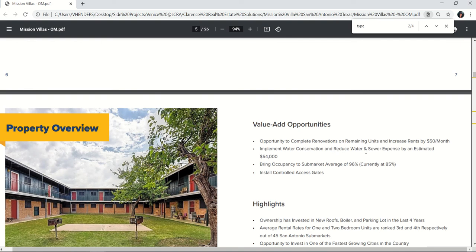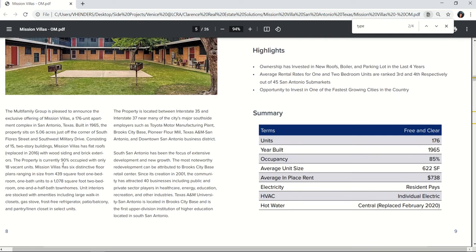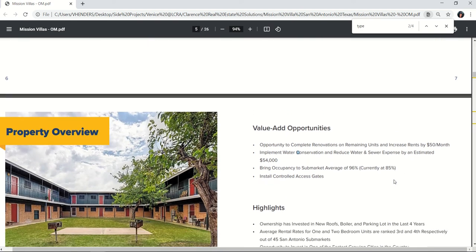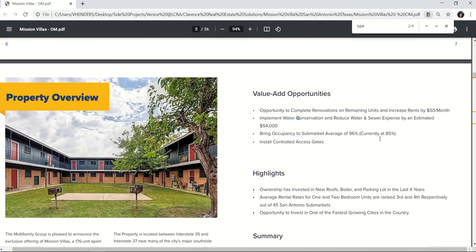Implement water conservation and reduce water and sewer expense by an estimated $54,000. All right, we can verify that. Bring occupancy to submarket average of 96%, and it's currently at 85%. So again, they said 90 here, but then this says 85. I just would like to better understand that delta. Install controlled access gates. I'd be interested to know what type of rent increase that will add, the monetary factor on that value add. Highlights.